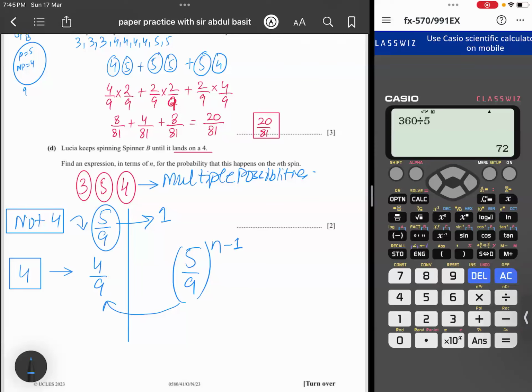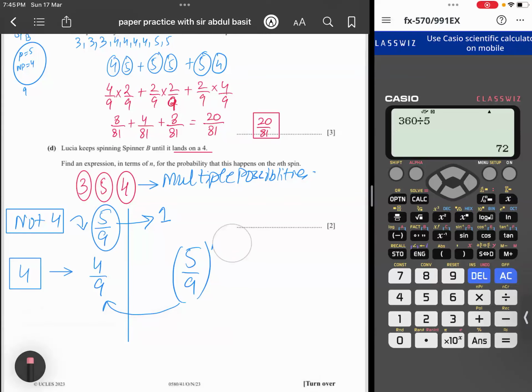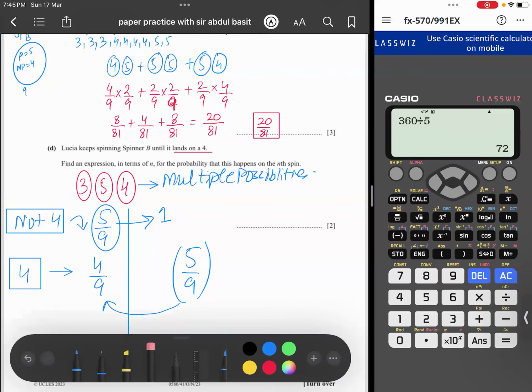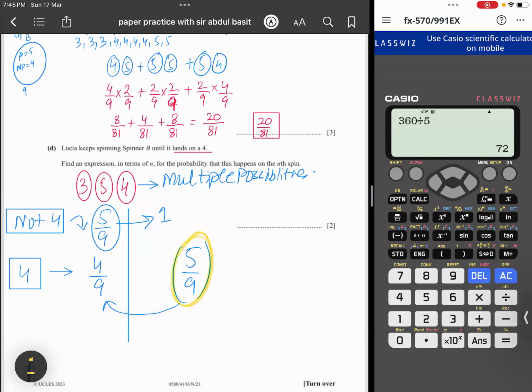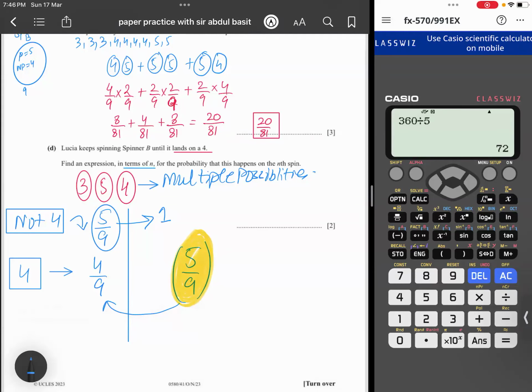मुझे समझ नहीं है सर। देखो बेटा, जरा अंडरस्टैंड करें इस चीज को. 5 by 9 is the probability of not getting 4. Yes or no? Yes, sir. I want to make this thing equals to 1. Equals to what? 1. According to the examiner, I have to write something with the power n. So let me write with an expression with the n. Yes or no? Yes, sir.